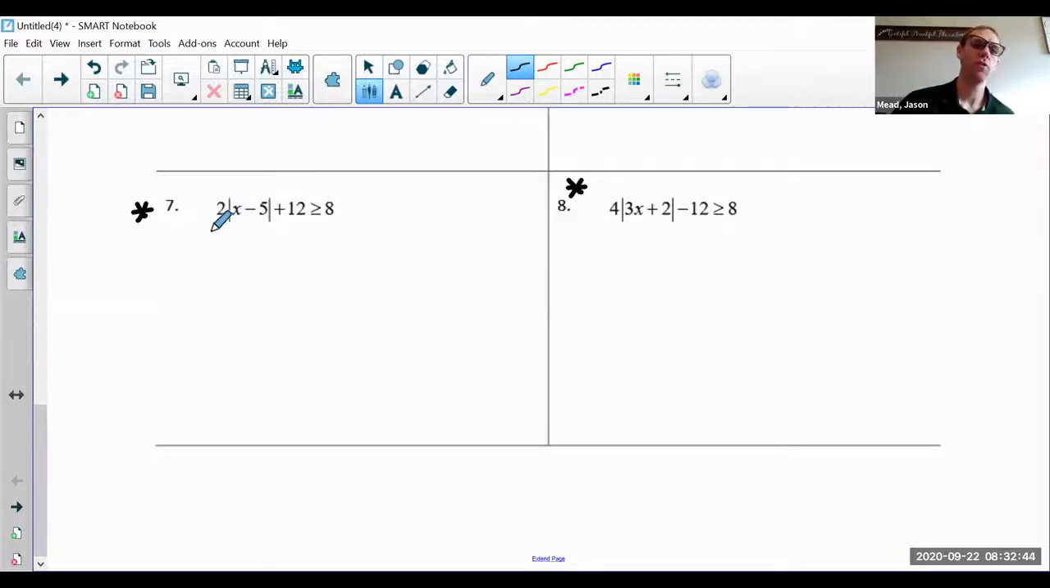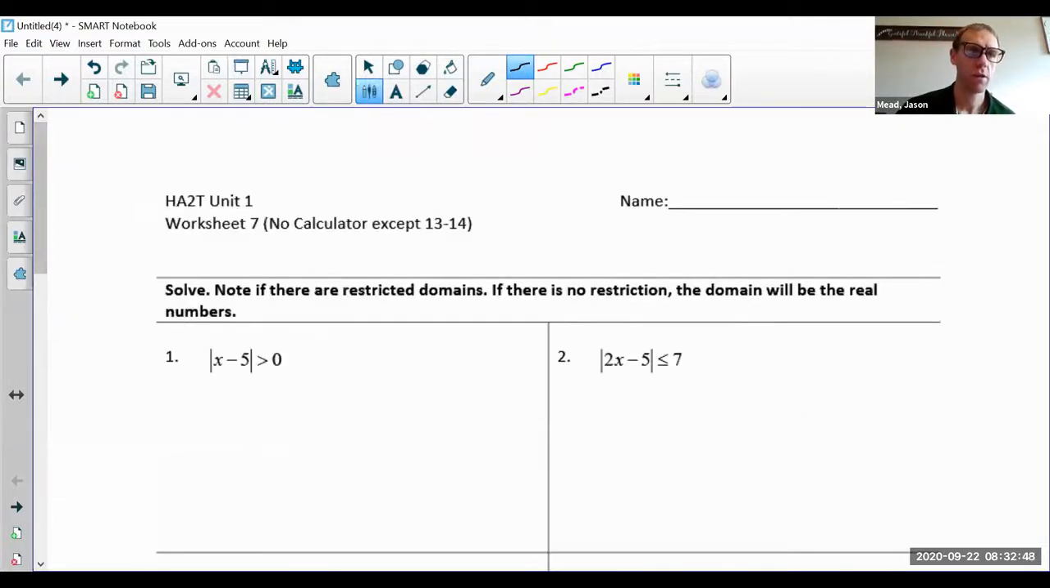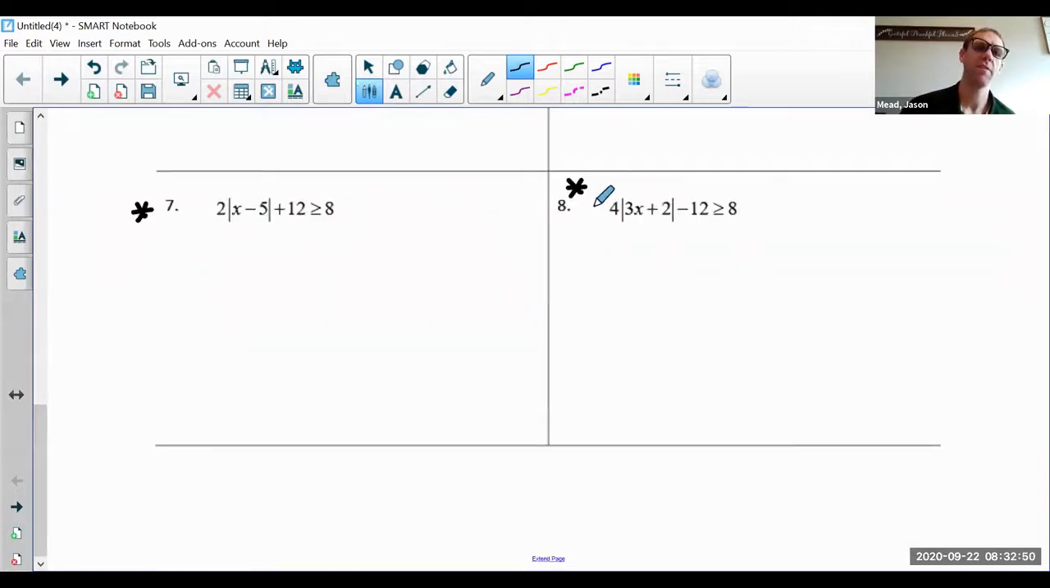So we're going to do the problems that I have starred. This is worksheet 7. We're going to do problems 7, 8, and then a couple on the back, and then we'll also do some things in worksheet 8.